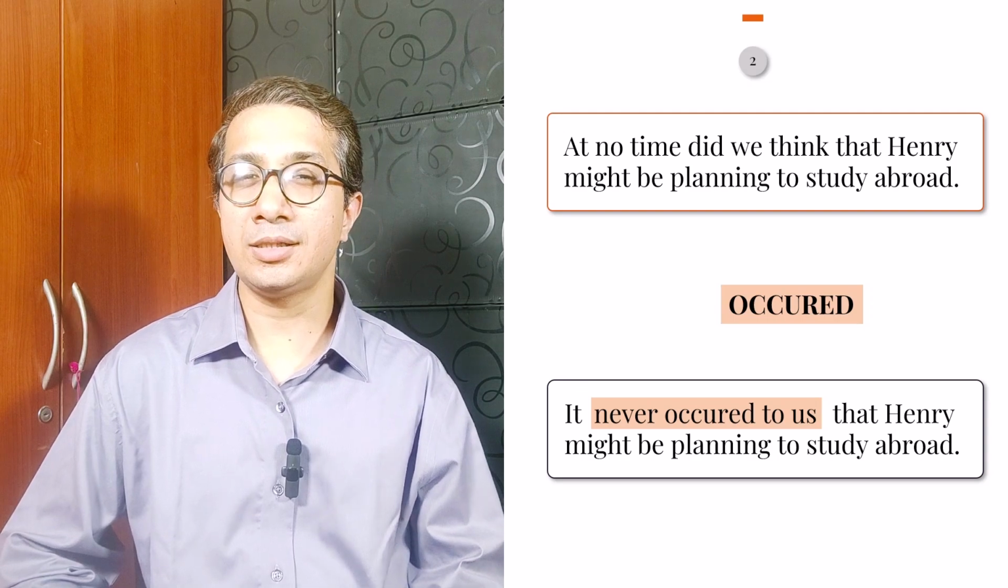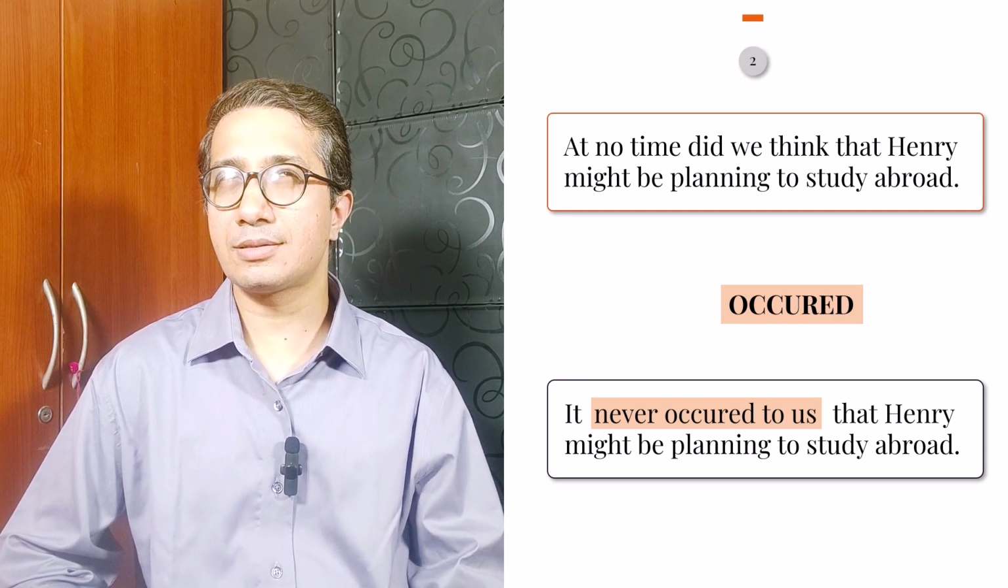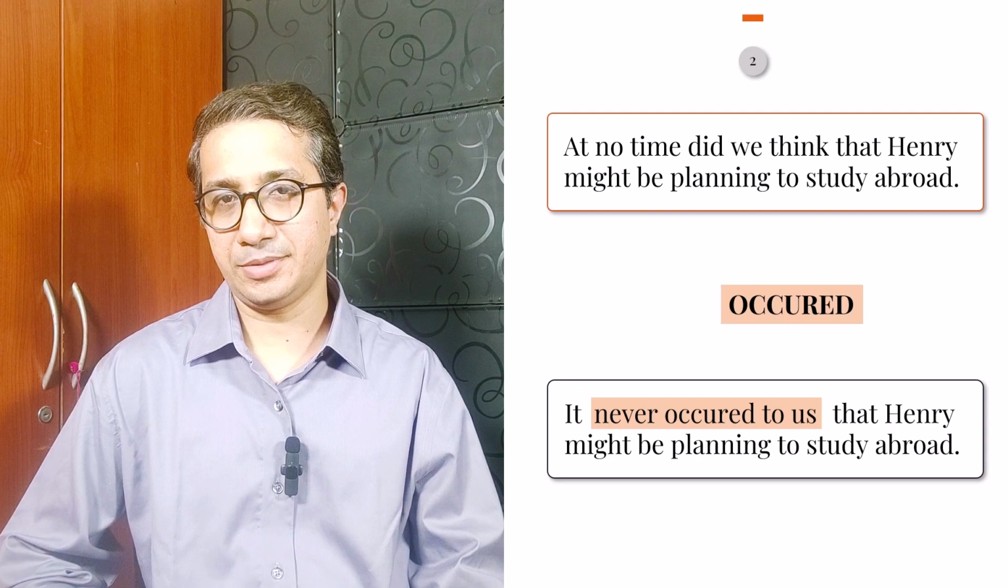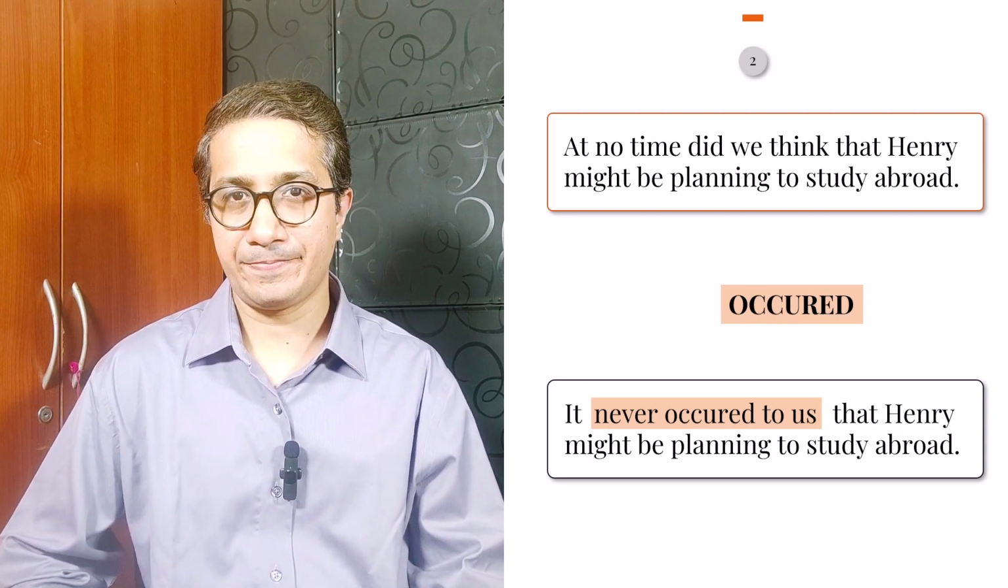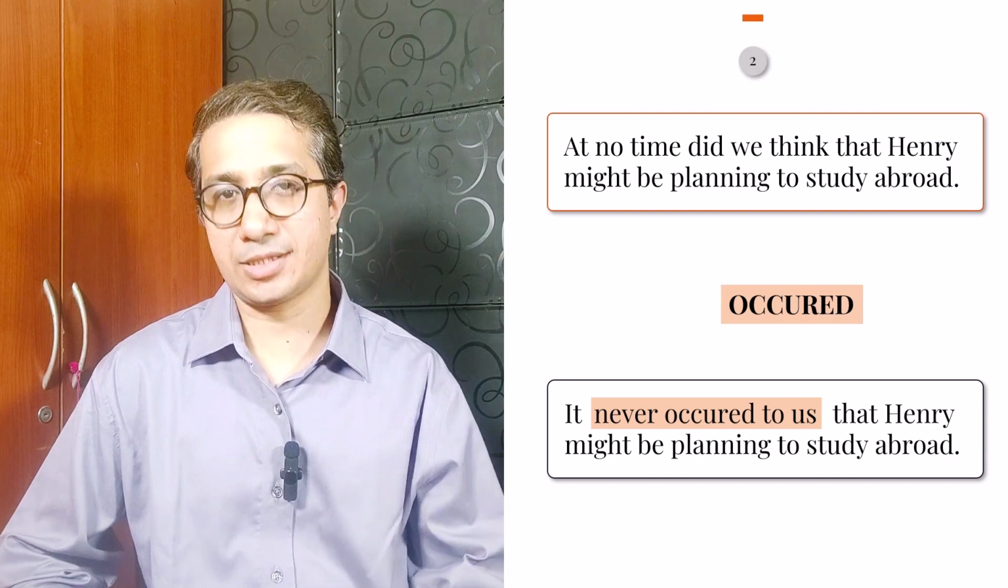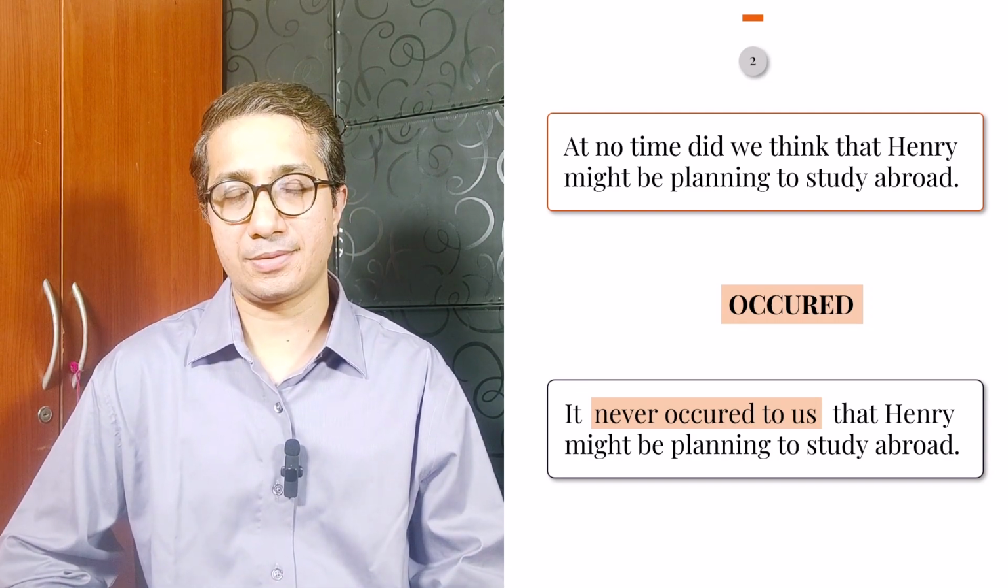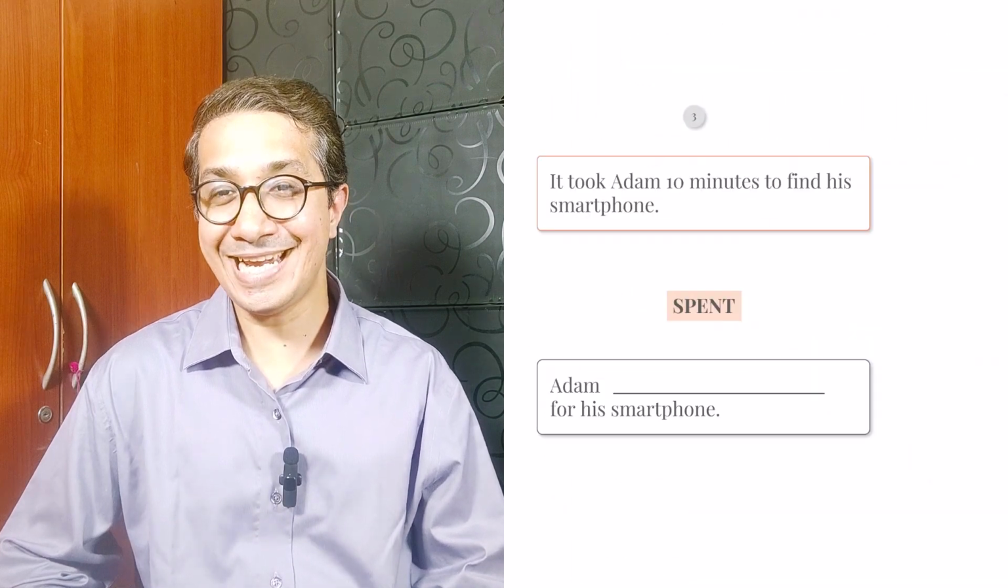To never occur to someone means to not think of something. Something happens all of a sudden. Okay, it never occurred to us. That's what we use.